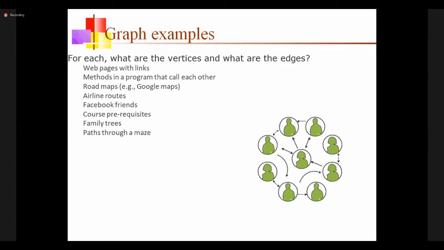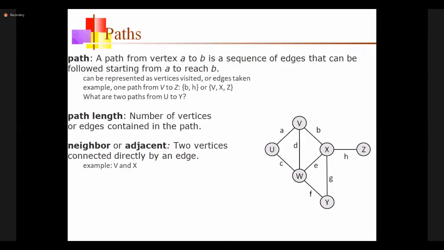Okay, and this is all about path. Path means from a particular vertex we can reach another vertex. So the path is nothing but what edges are required to reach that particular destination.